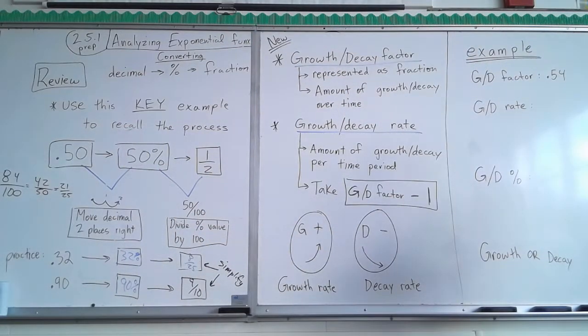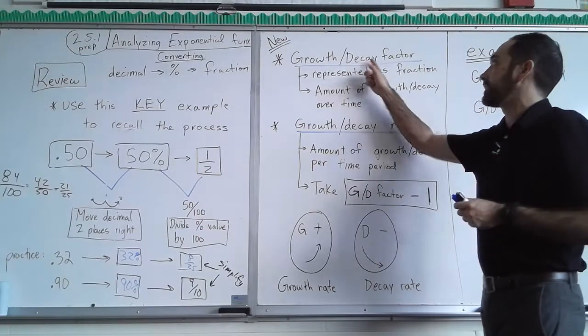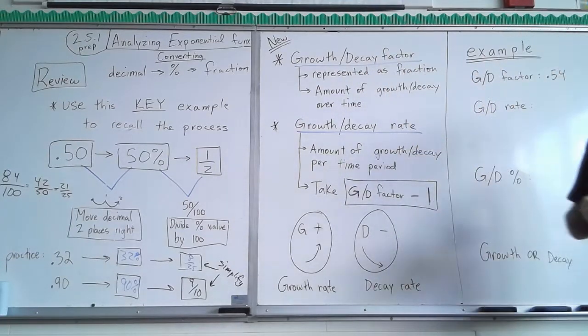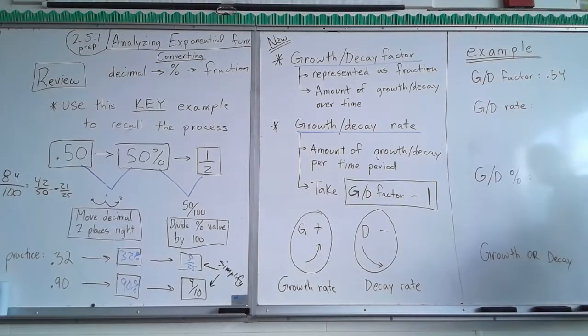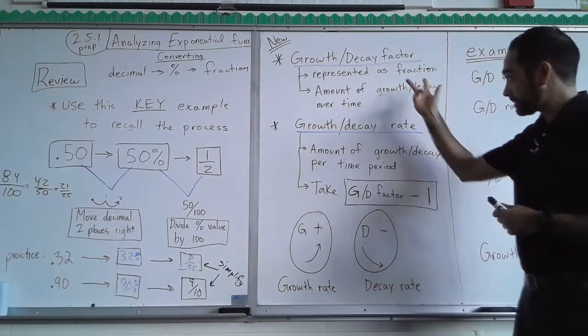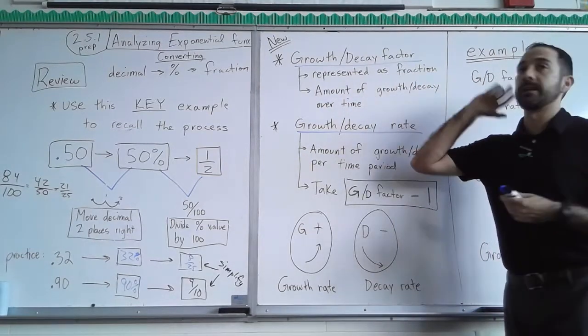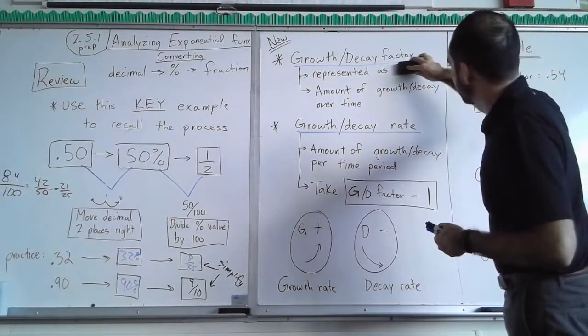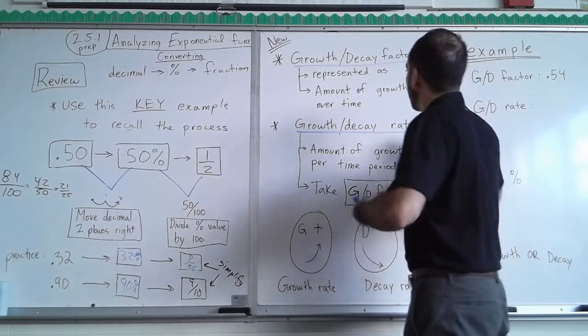All right, so this is new. This is the new part for today. It's a kind of a smaller part to get through compared to tomorrow and Wednesday. But we're looking at, first, the growth and decay factor. The growth and decay factor, you're always going to be given this amount. You're going to be given that value. And what we're talking about is, well, first it's usually represented as a fraction. I want to change that. Erase fraction. It's represented as a decimal.